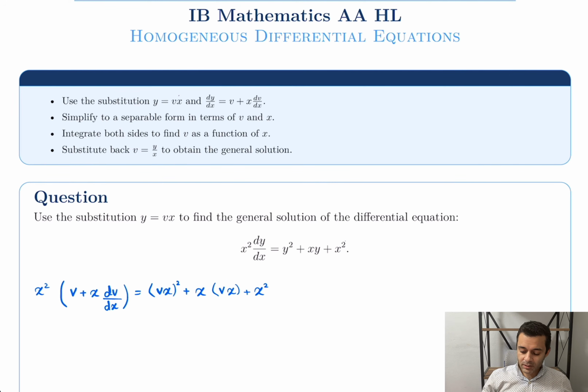Now as you notice, after that we don't have any y or dy left. Now we will expand and simplify. So here, when you expand x squared multiplied by v, you will have x squared times v, x squared multiplied by x times dv over dx. If you multiply this by this, you'll get x cubed. So here, as you see, we have x cubed times this.